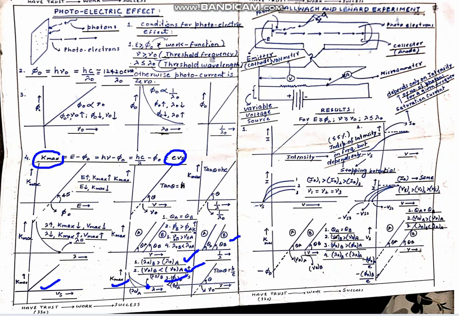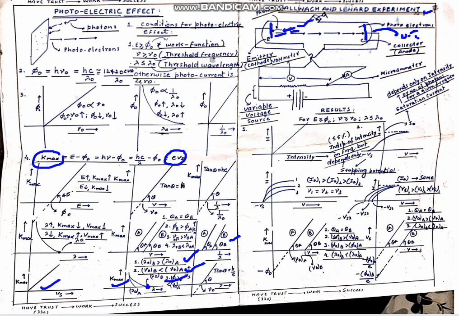So good morning everybody. Let's discuss the Hallwachs and Lenard experiment. It comprises a vacuum tube over here. In the vacuum tube there are an emitter and a collector, and this is a source of light. Photons are incident on this and electrons are emitted from the metal.